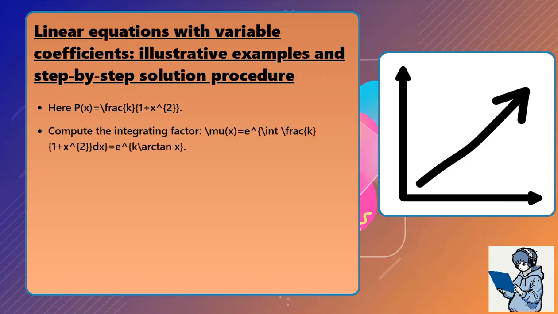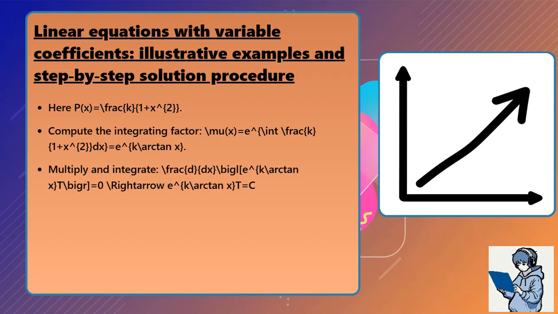Compute the integrating factor: mu of x equals e to the integral of k over 1 plus x squared dx, equals e to the k arctan x. Multiply and integrate: the derivative with respect to x of e to the k arctan x times T equals 0, which implies e to the k arctan x times T equals C. Hence T of x equals C e to the negative k arctan x.